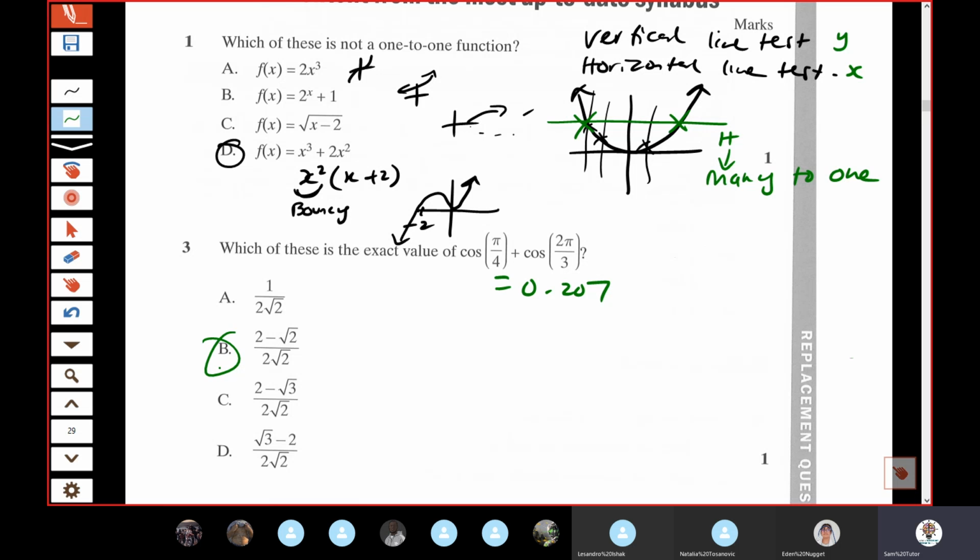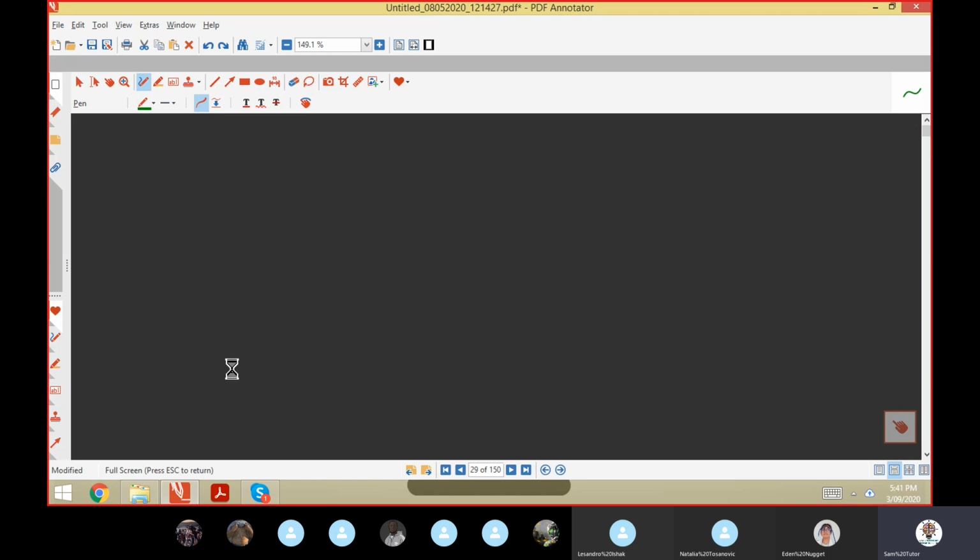But if you want to do it the proper way, if it wasn't a multiple choice, cos 45 is 1 on root 2. Cos 120 is negative a half, and then cross multiply. So 2 times 1 is 2, minus 1 times root 2, 1, 2 root 2. The answer is B. Cool.